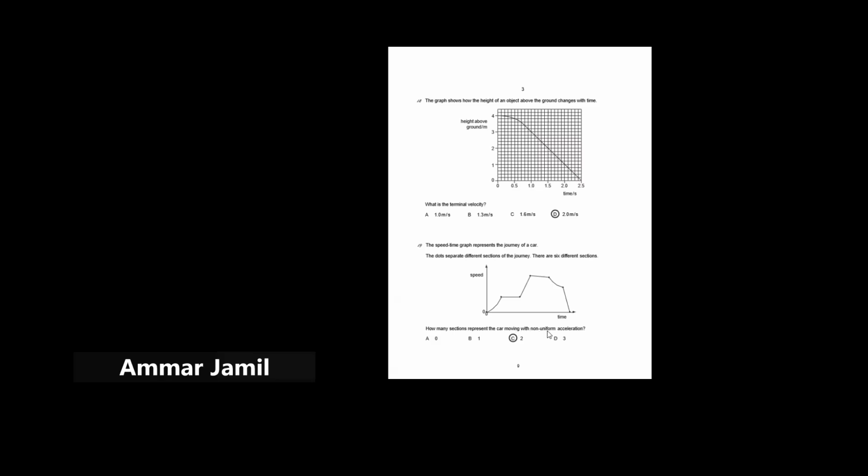Well, the car is moving with non-uniform acceleration. Everywhere on a speed time graph, you see a curve like this. This is a non-uniform acceleration. So we have 1 and 2. So C is the choice.